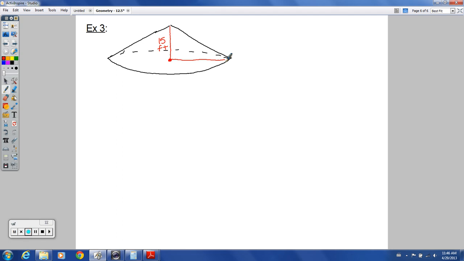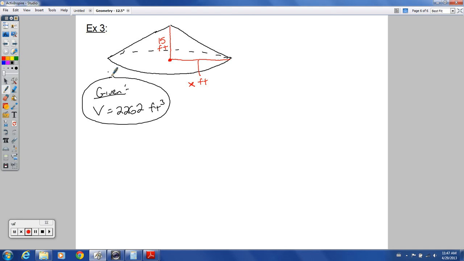And this one, the radius, I'm going to say is an unknown quantity. I'm going to call it x feet. I don't know the radius yet. And I'm going to tell you that this is given that the volume is 2,262 feet cubed.